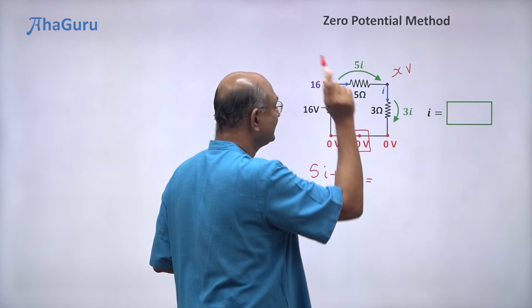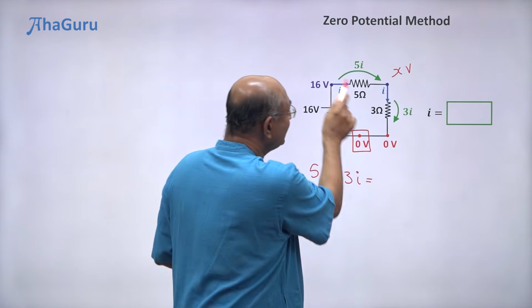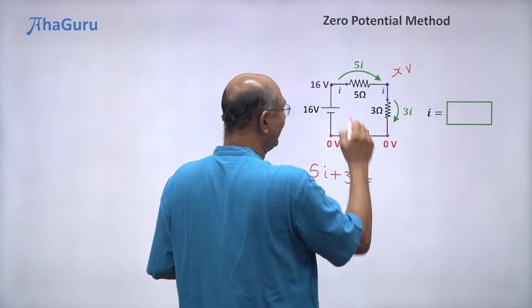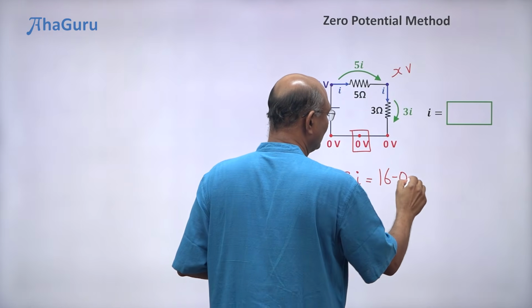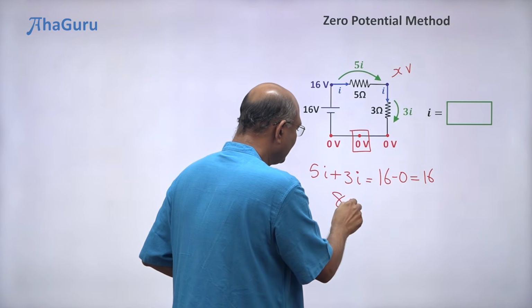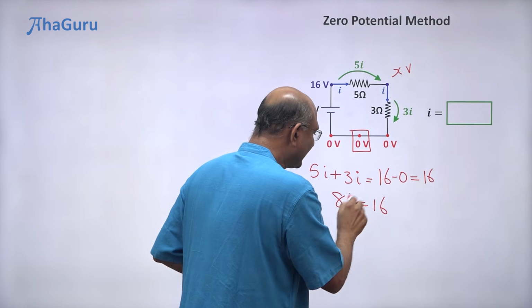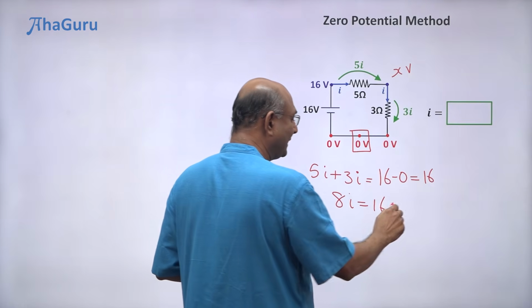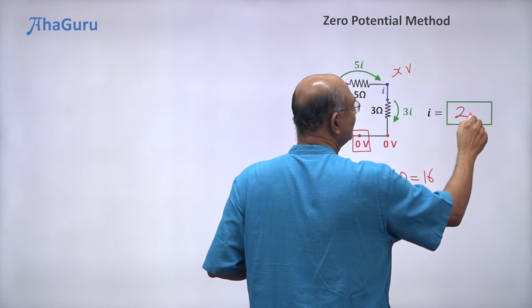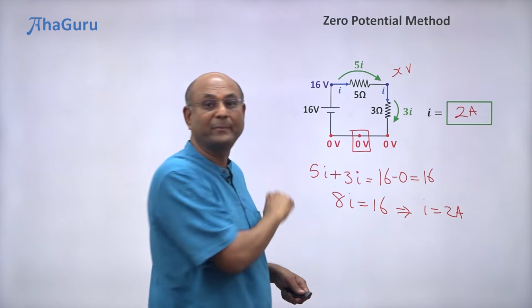But this point is 16 volts, that point is 0. So what is the potential drop between these 2 points, right? From here to there, 16 minus 0. So 16 minus 0 is 16. So 8I is 16. And so that tells you I is 16 by 8, which is 2 amperes. So I found out that this current is 2 amperes.